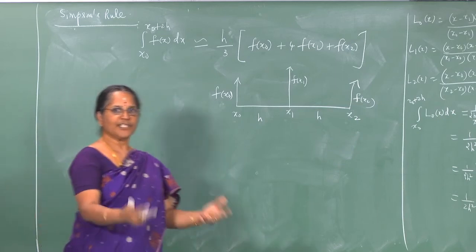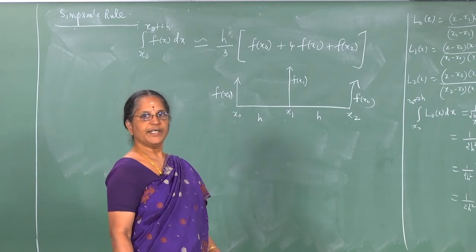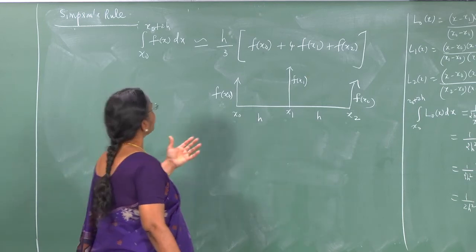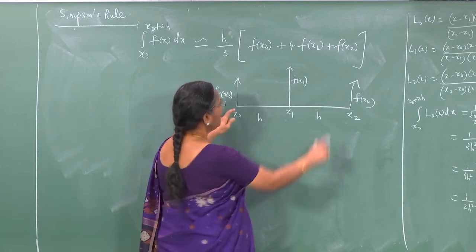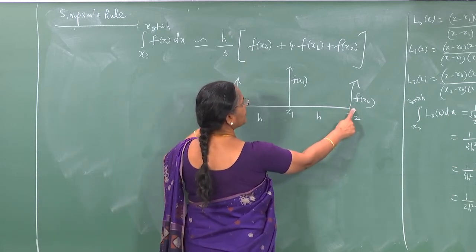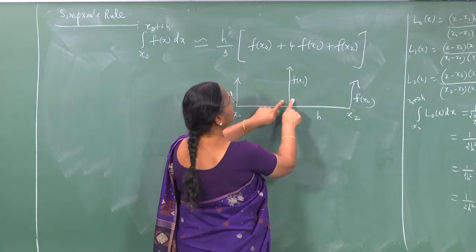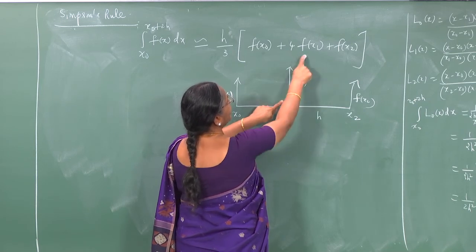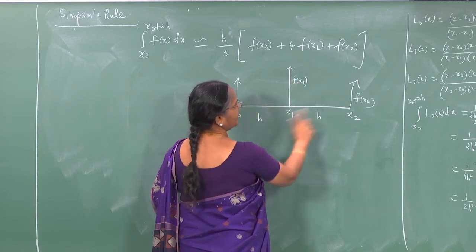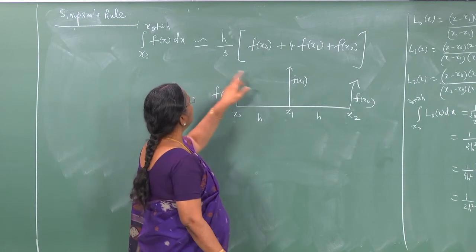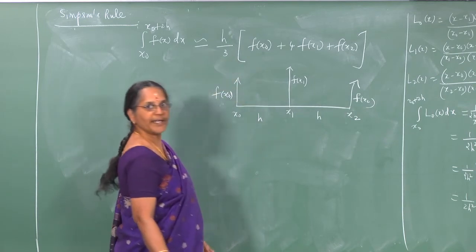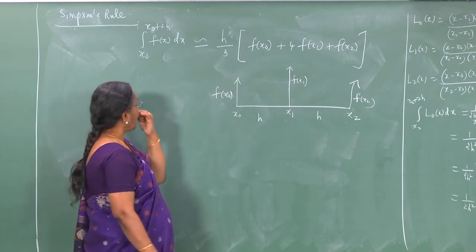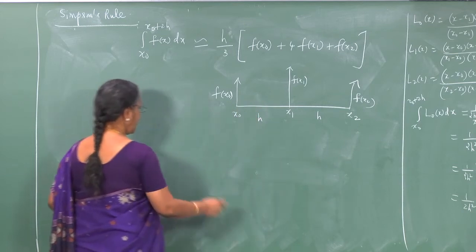It is easy to remember. Applying Simpson's rule is equivalent to getting the sum of the end ordinate values plus 4 times the intermediate ordinate, namely the ordinate at the midpoint of the two end points, and multiplying it by h by 3. What does it actually mean?